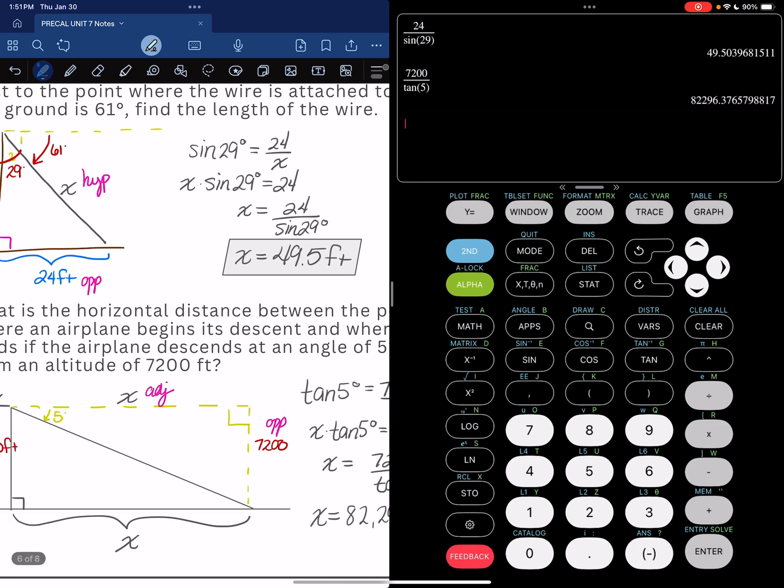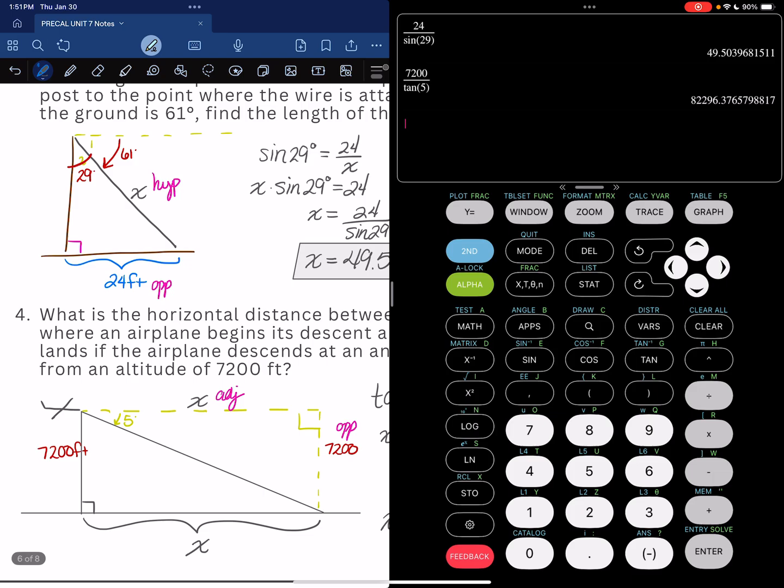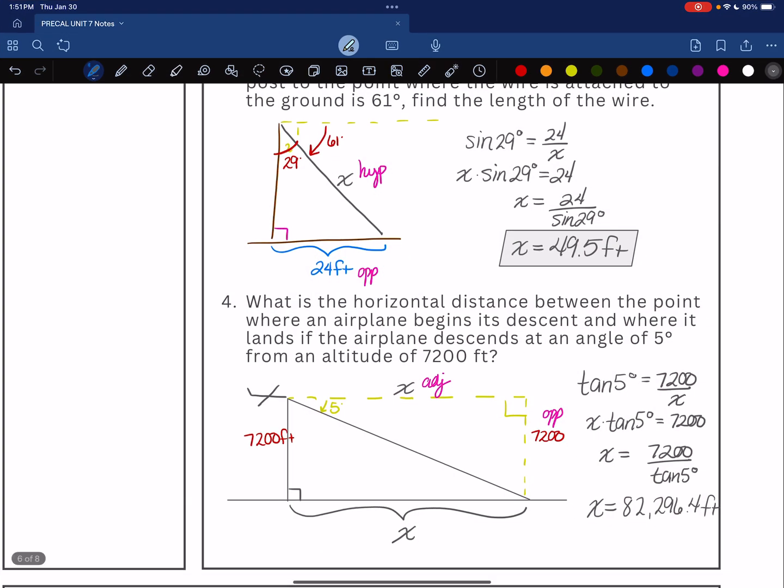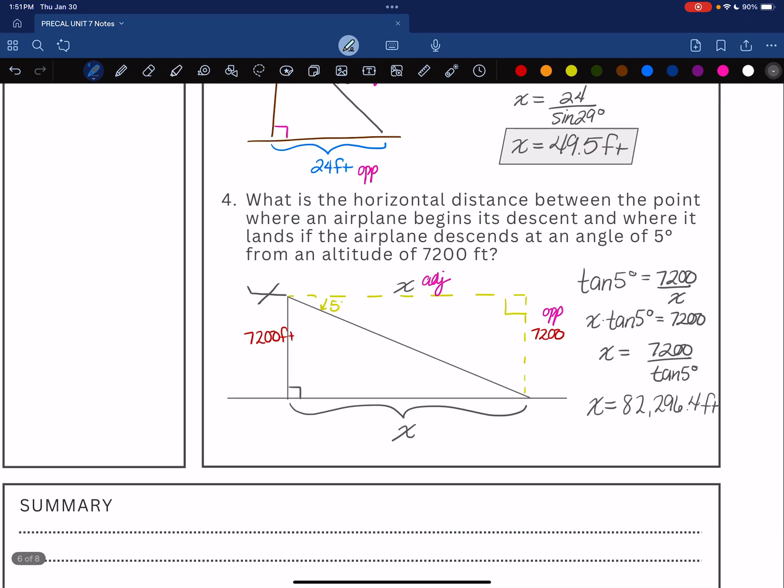So, wow, okay. Quite a distance is going to be traveled horizontally by this plane if it's descending at just 5 degrees. So there you go. I'm now really curious what that would be in miles, because maybe look that up, figure out what that would be in miles. I'm going to do the same.